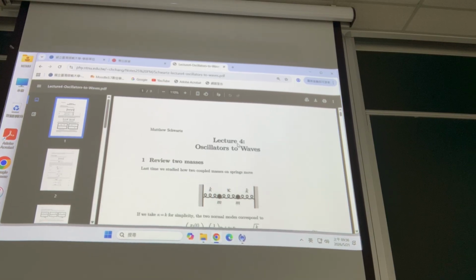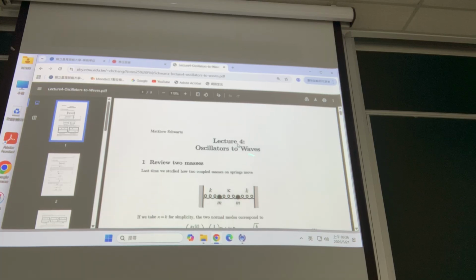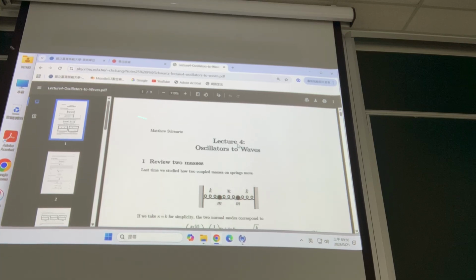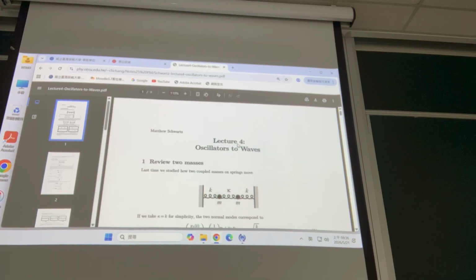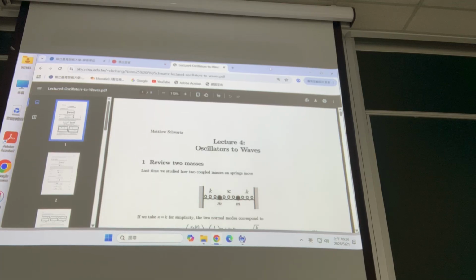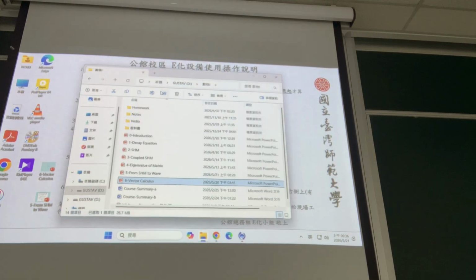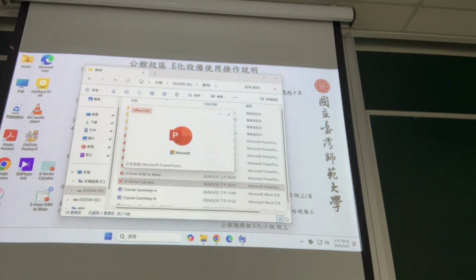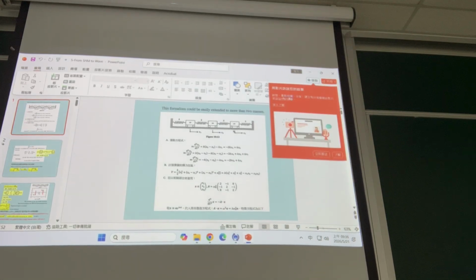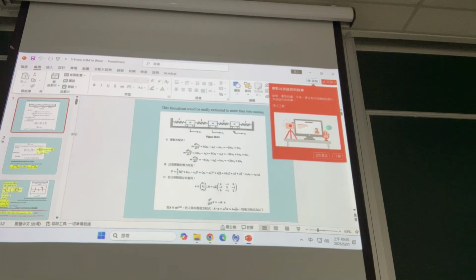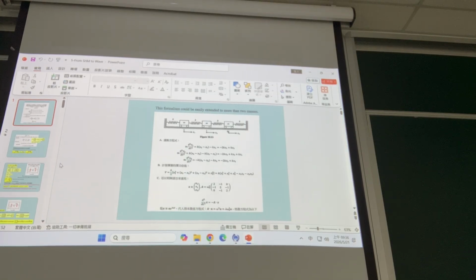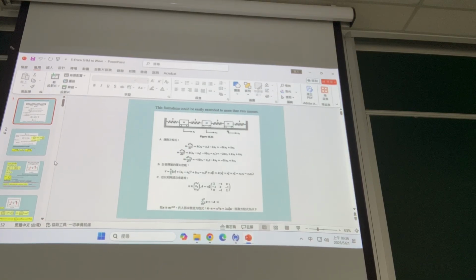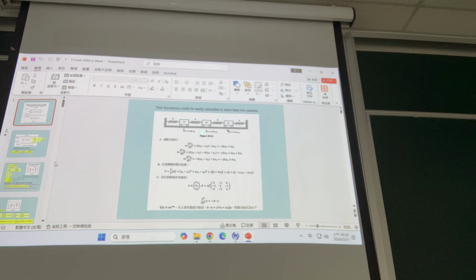And so today is a crucial point. We are going to move from oscillator to wave. Okay, so let's move on. But before we do that, I still want to spend some time giving you some animation pictures about the oscillator system.